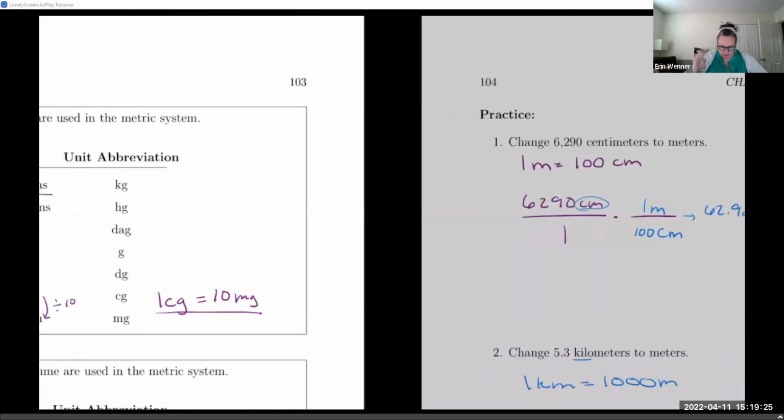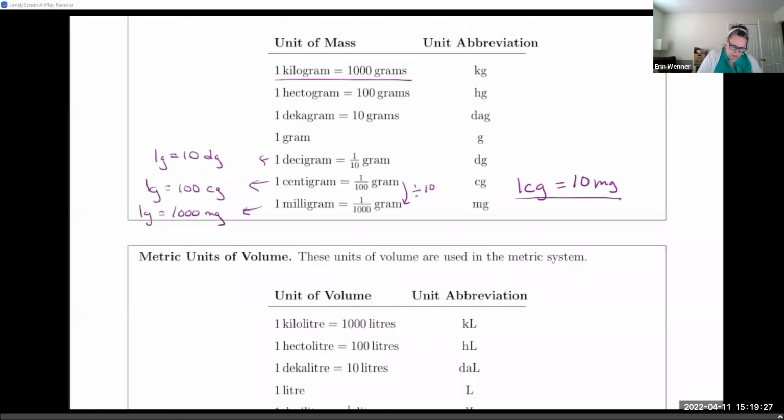Also, I misspoke on this page. I apologize. When we're going from centigrams to milligrams, we're going to multiply by 10. And when we go from milligrams up to centigrams, we are dividing by 10. Okay, and so the reason we multiply is that milligrams are smaller than centigrams. So there's more milligrams to a centigram than trying to go the opposite way. I find that really confusing, which is why I really like using the unit ratios like this and setting them up as the fraction and deciding which one goes on top and which one goes on bottom.